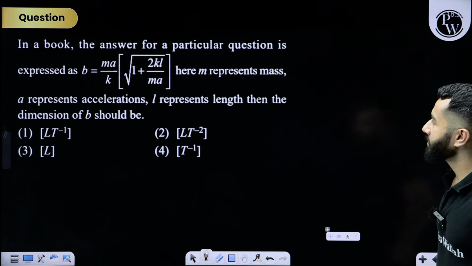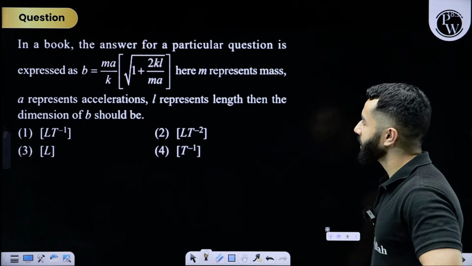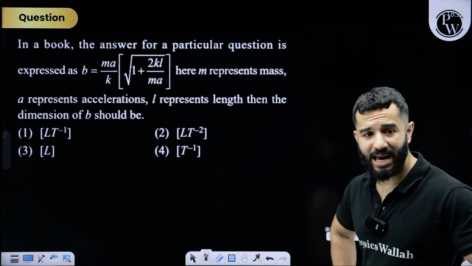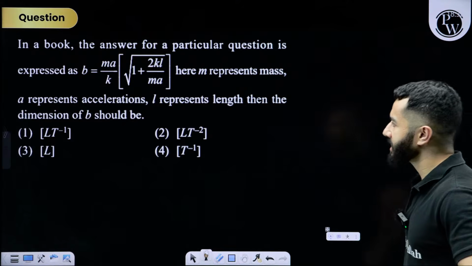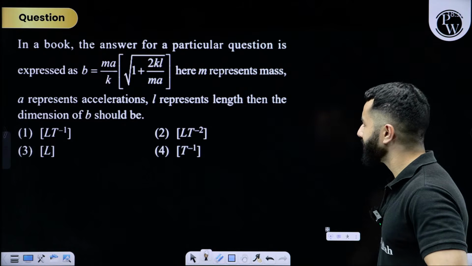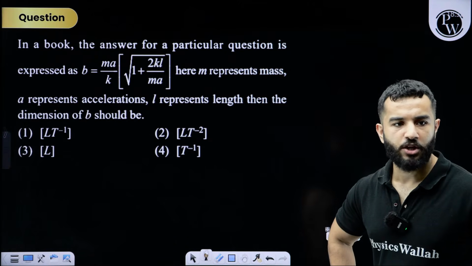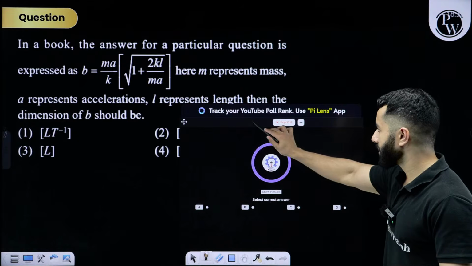In a book, the answer of a particular question is expressed as B equals MA upon K times root of 1 plus 2KL divided by MA. Here M represents mass, A represents acceleration, L represents length, then the dimension of B should be. 90 seconds. Let's start.